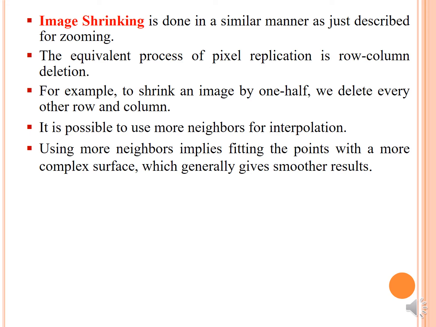Image shrinking is done in a similar manner as for zooming. The equivalent process of pixel replication is row-column deletion. For example, to shrink an image by one half, we delete every other row and column. It is possible to use more neighbors for interpolation. Using more neighbors implies fitting the points with a more complex surface, which generally gives smoother results.